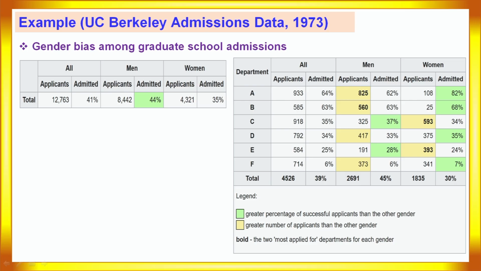So the gender bias which was in favor of the men totally vanished here for those 4 departments, and only in 2 departments was the bias in favor of the male, or the gender bias on the side of the male. So this is a typical example of the Simpson paradox.